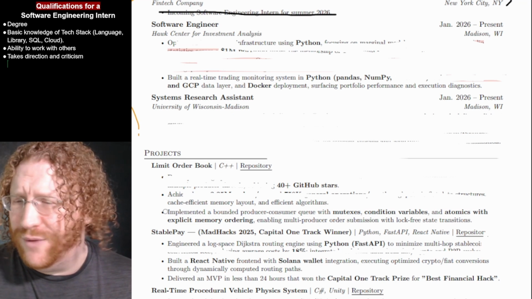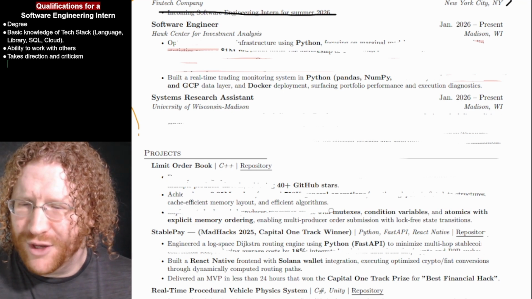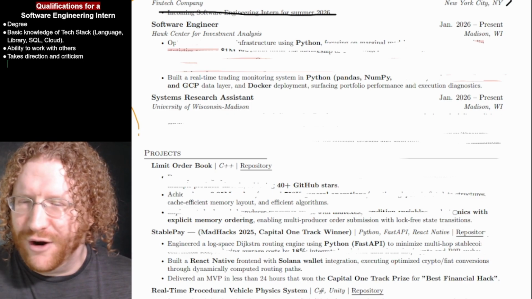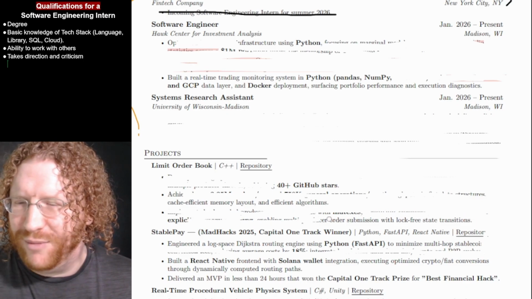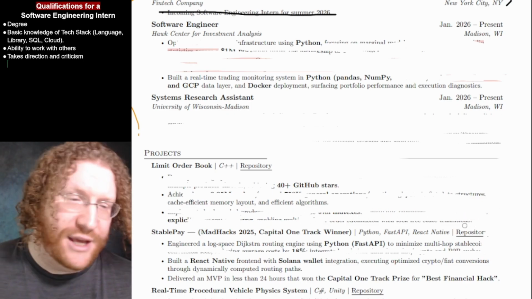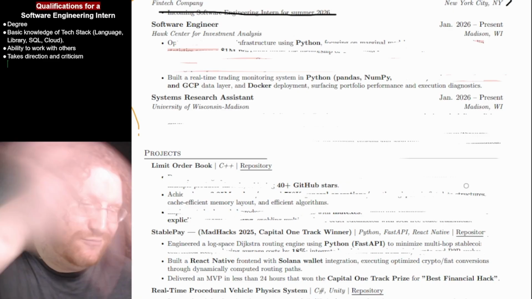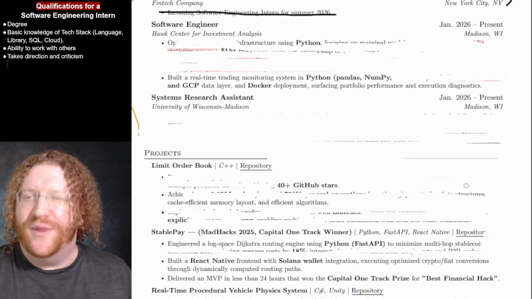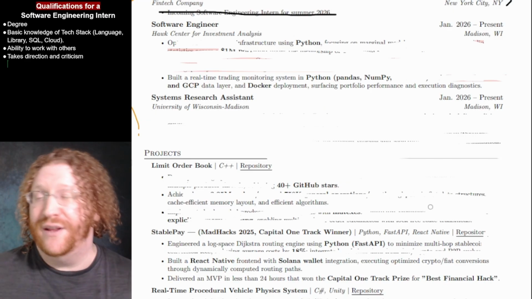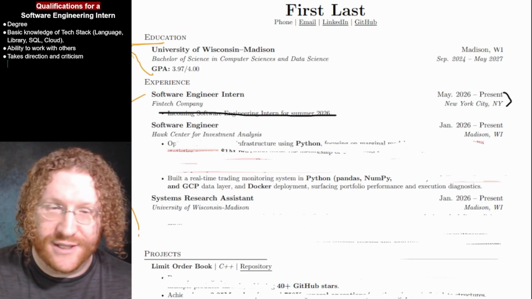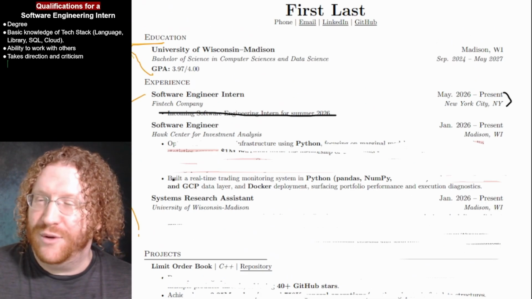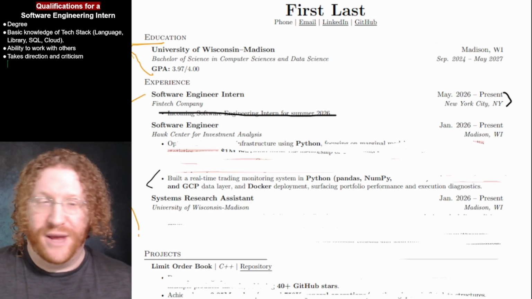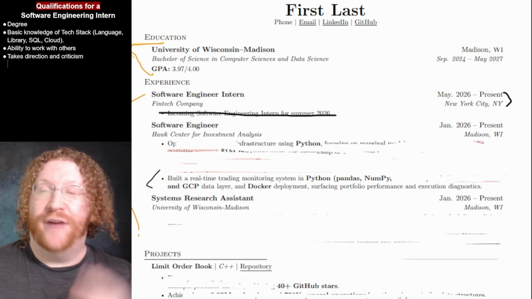Why do I care that you implemented a bounded producer consumer queue, mutexes, condition variable atomics with explicit memory, blah, blah, blah? That's completely irrelevant. That's not even a hot dog. That's like, I don't know, spaghetti, if we're still using the metaphor. So this is a bad resume. The only thing that actually saves it is this single sentence down here, which is salvageable, but you need to go back to the drawing board and make sentences that are actually good and relevant to the role.